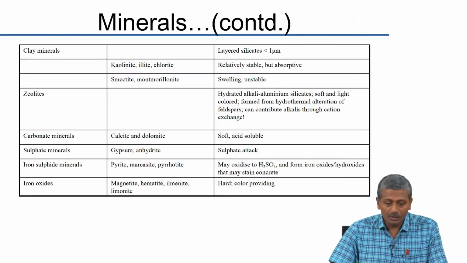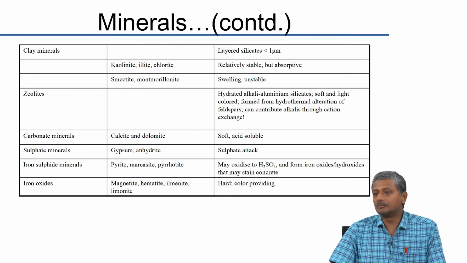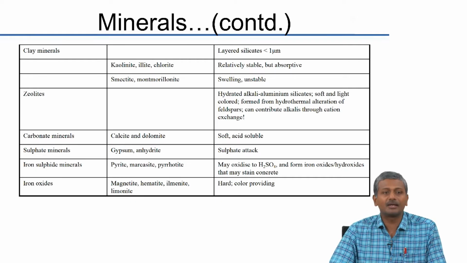Iron oxides include magnetite, hematite, ilmenite and limonite. Most iron oxides are heavy in nature, so they form mainly the components for high density concrete. When we want to use high density aggregate, we basically use iron based aggregate for concrete.